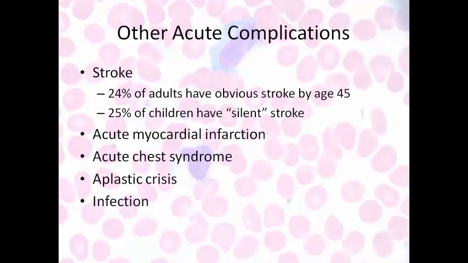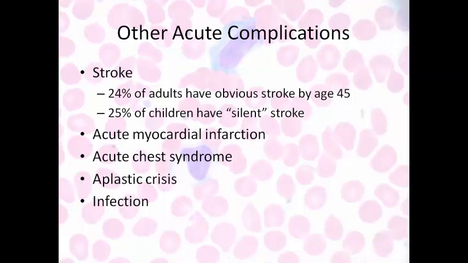Some other acute complications we need to look out for. We talked about stroke and heart attack or myocardial infarction. Take a look at the stats there for stroke. About a quarter of adults have had an obvious stroke by age 45. So think, changes in face, arms, speech, act fast, right? Those symptoms. About a quarter of children have had a silent stroke.